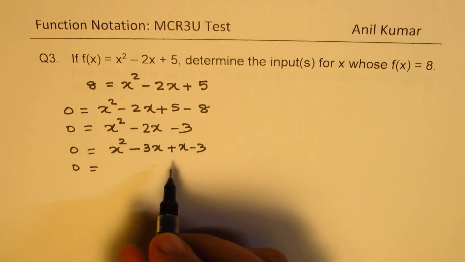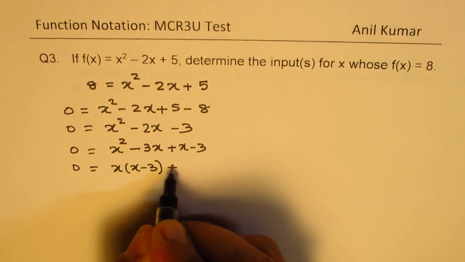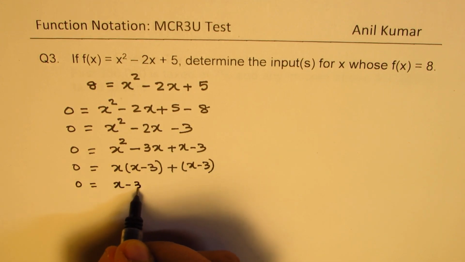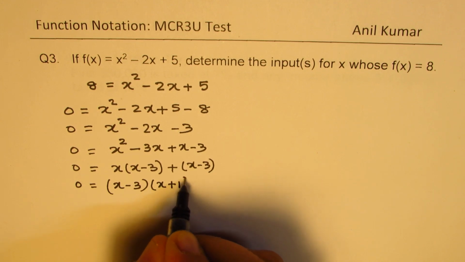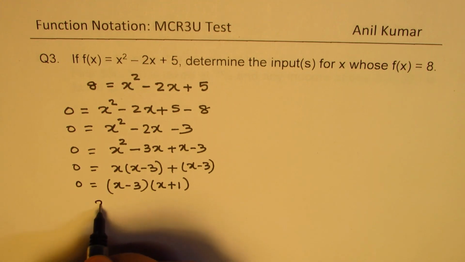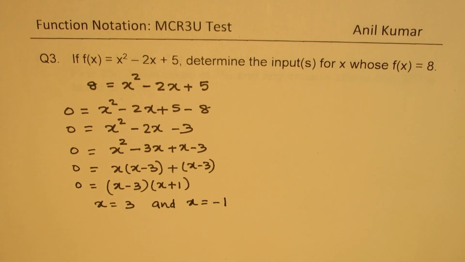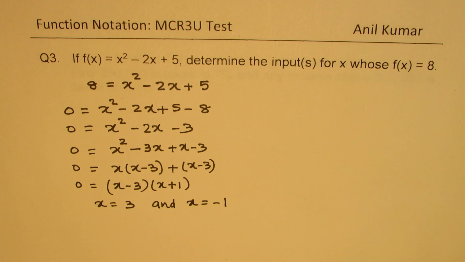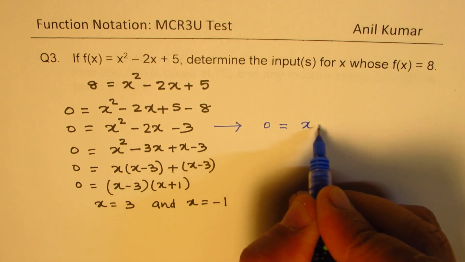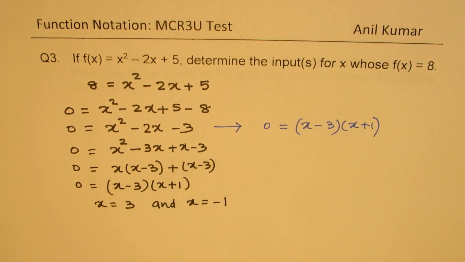You could directly write this in the factored form. Well, I've taken additional steps here. Okay, so that is how we are going to factor in steps. However, it could have been done directly, right? x minus 3 times x plus 1 is the factor. So the two values for which f of x is 8 are x equals 3 and x equals minus 1. Is that clear? So that is how we are going to solve it. Well, some of you could have directly written this as 0 equals x minus 3 times x plus 1, correct? There is no need of doing these steps.